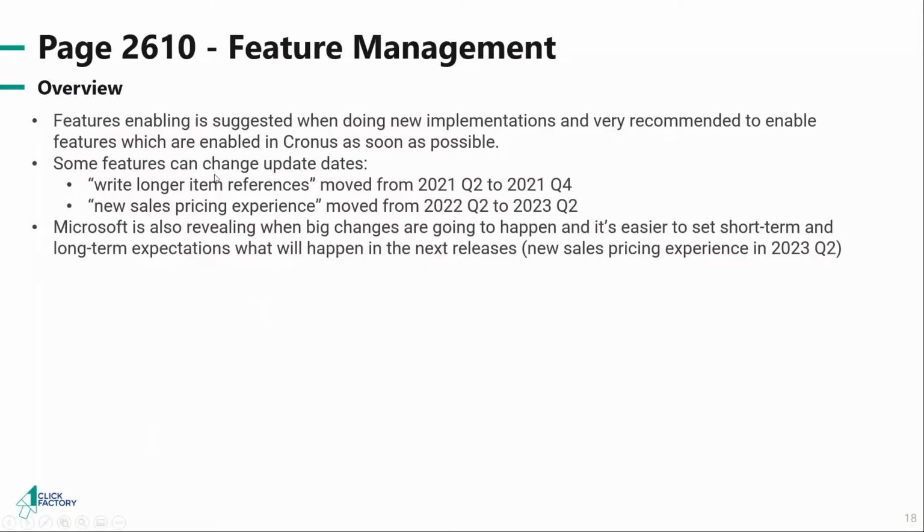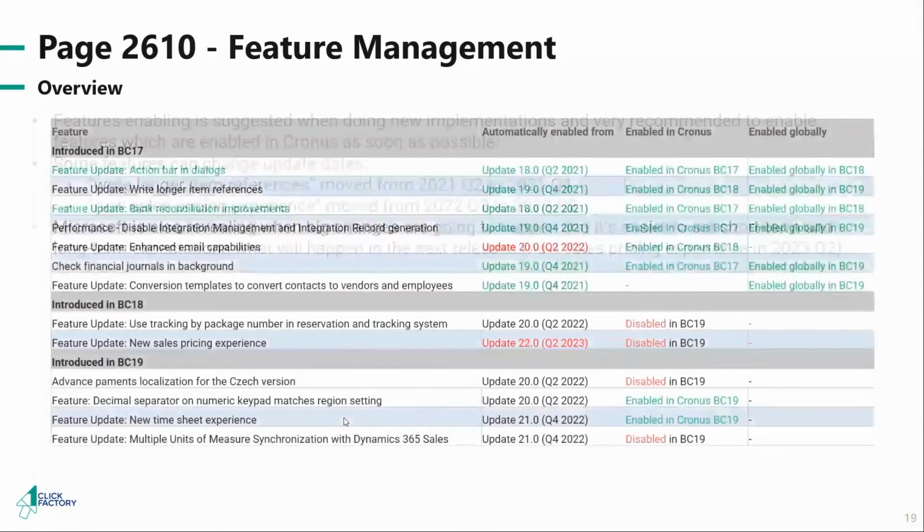And some features are not very strict here in this feature management page, because there are 2 examples. One, write longer item references, was moved half a year into the future, and the new sales pricing experience, which was marked as obsolete in the 22 release wave 1, was moved to the 23 wave 1 release. Also, Microsoft is revealing the big changes when you need to plan to redevelop some solution code, and it helps you to be prepared for future features which Microsoft releases. So this is the overview.